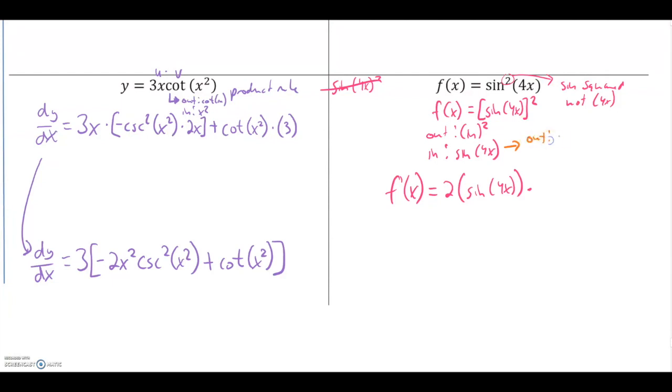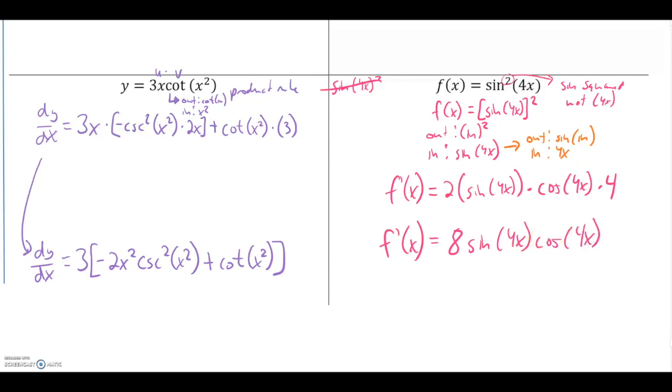This one has outside sine of some inside function, with that inside being 4x. And so the derivative of sine of 4x will be derivative of sine, which is cosine, of the same inside function, times the derivative of the inside function, 4x, which will give us a 4. And putting that all together, moving constant multipliers out to the front, we will get 8 sine of 4x cosine of 4x.